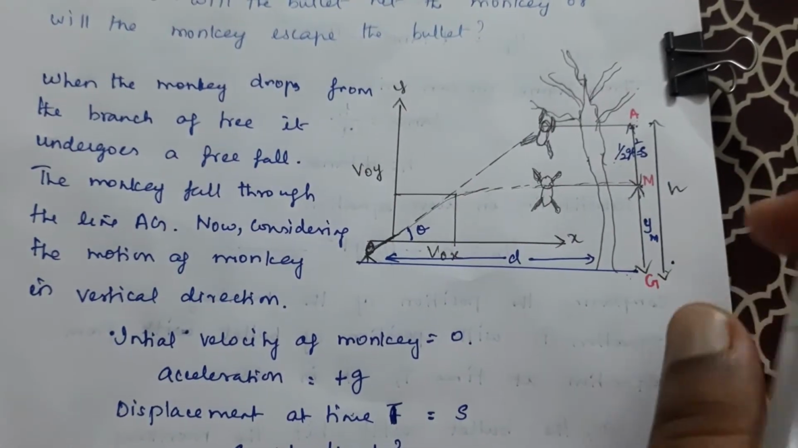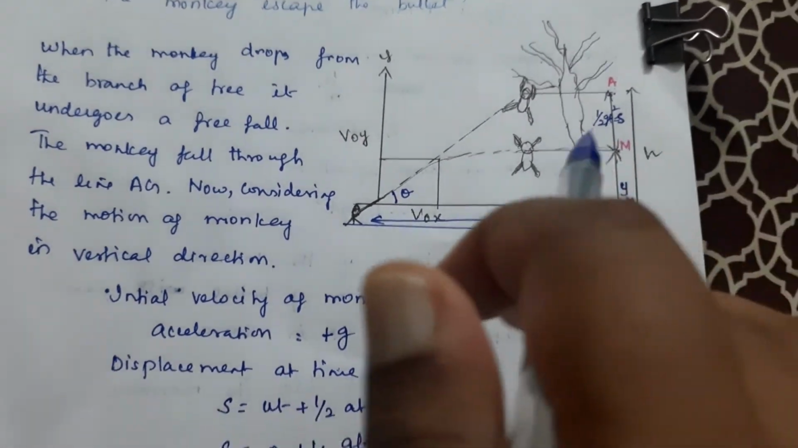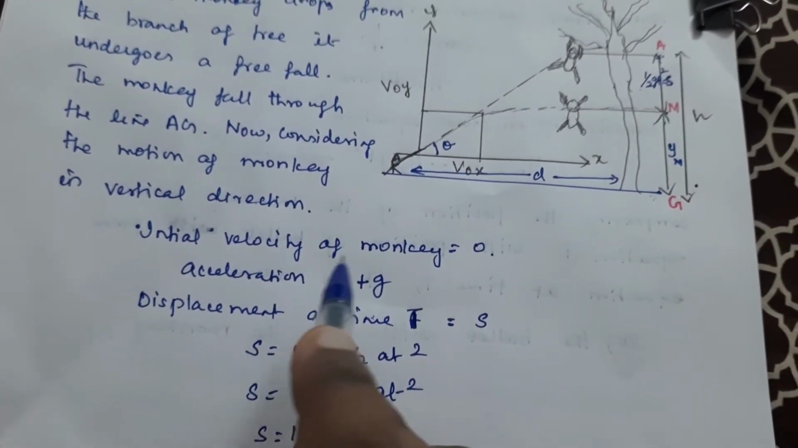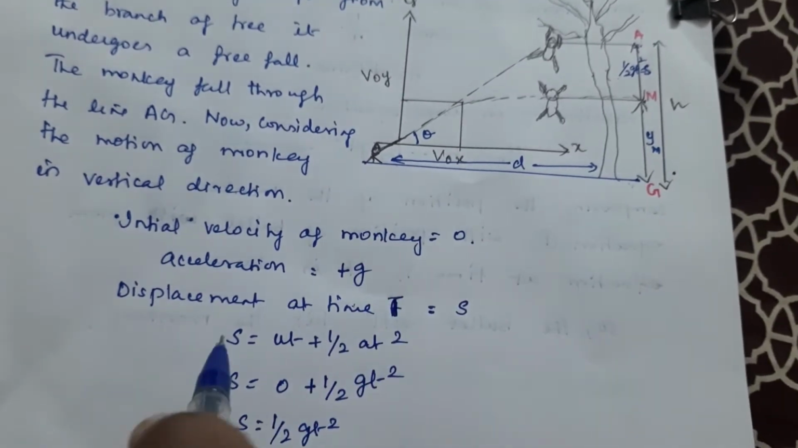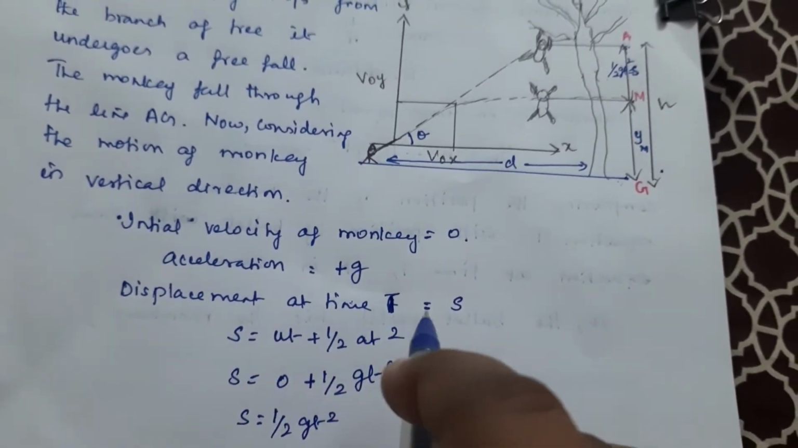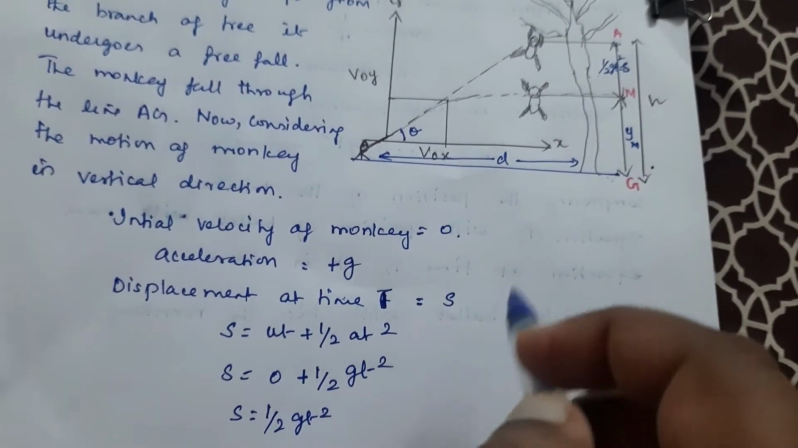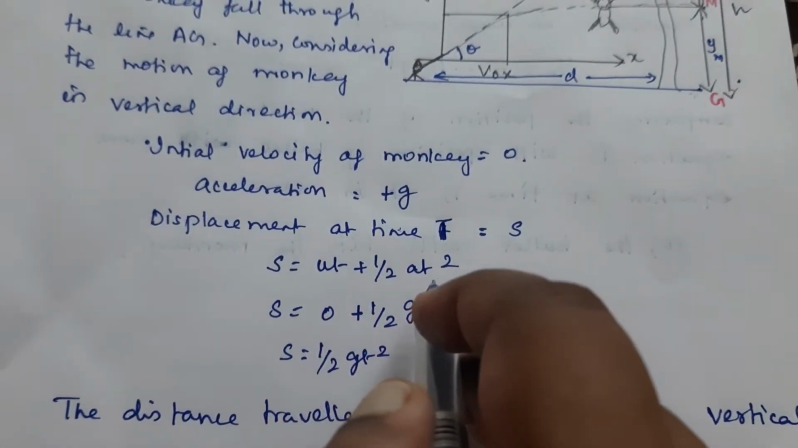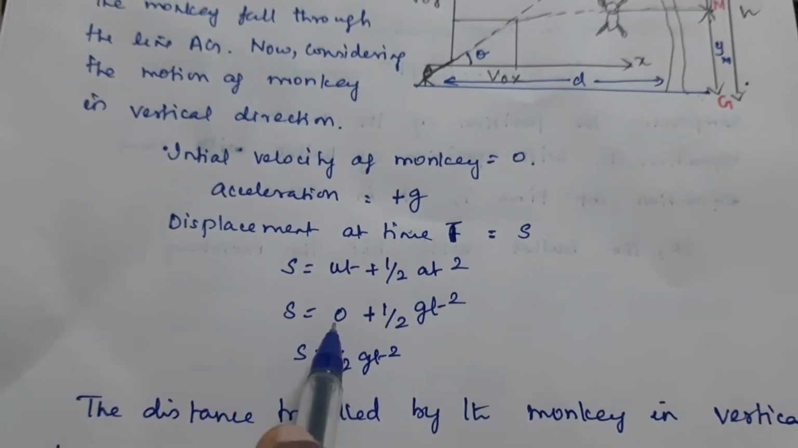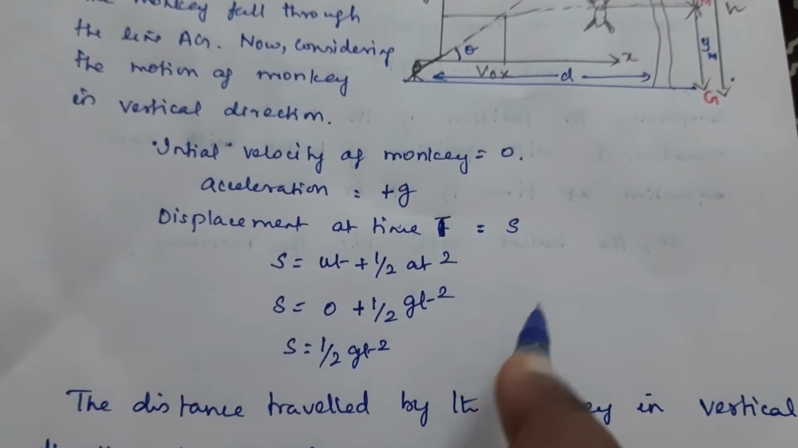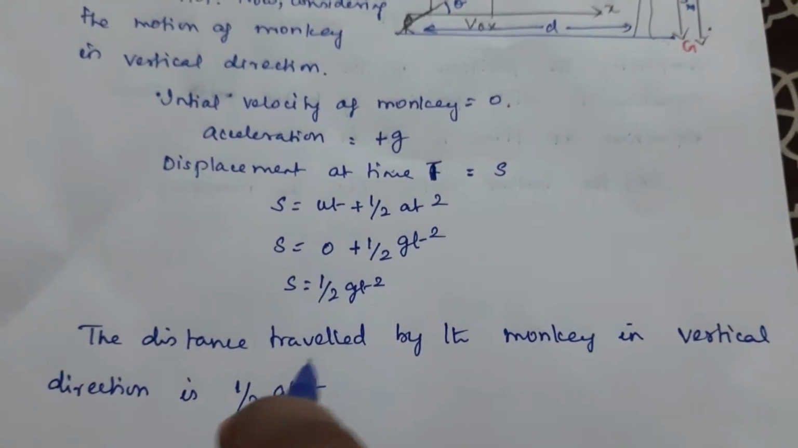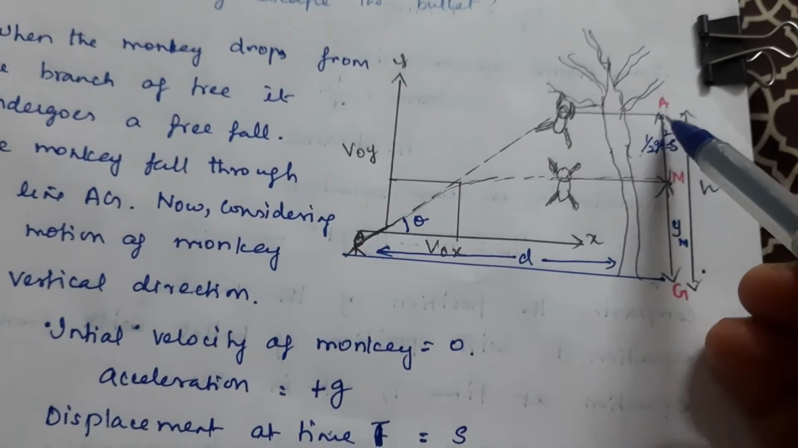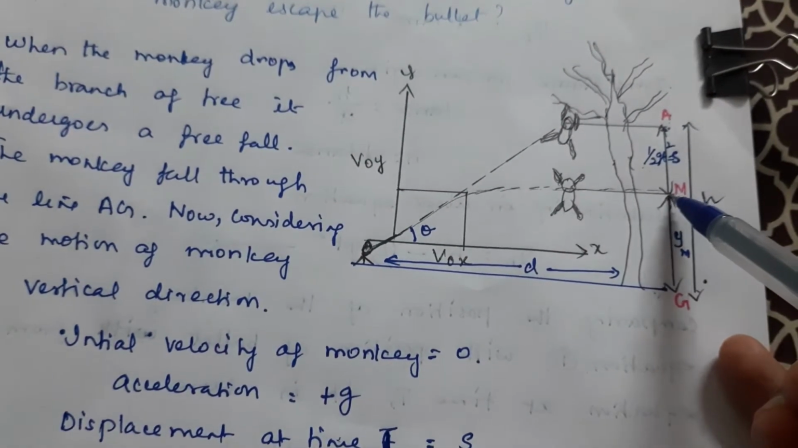Now we can find the distance traveled by the monkey at a time t. The initial velocity of the monkey is 0. Acceleration is the acceleration due to gravity, that is g. The displacement at the time t is s, that is the distance traveled by the monkey. So we are using the formula s is equal to ut plus half gt square. For u I am substituting 0. So s is equal to half gt square. So the distance traveled by the monkey in the vertical direction is half gt square, and it comes to a new position M.